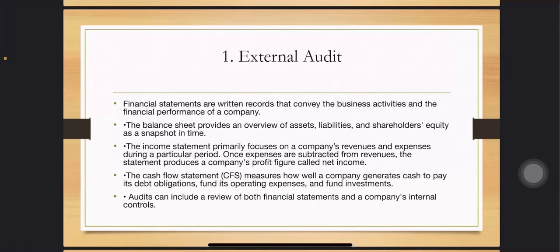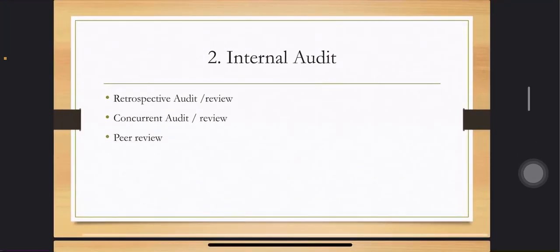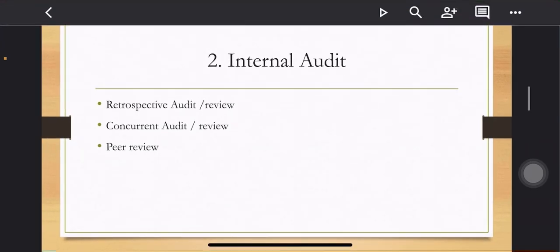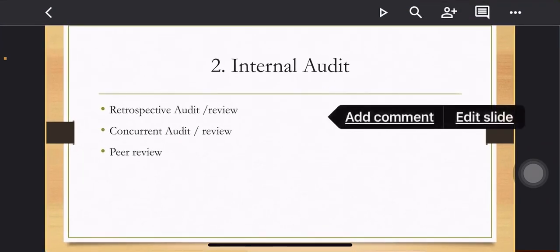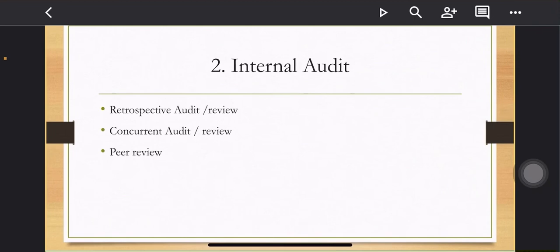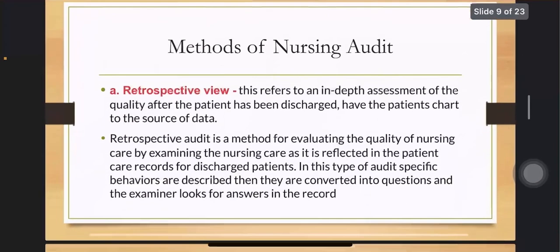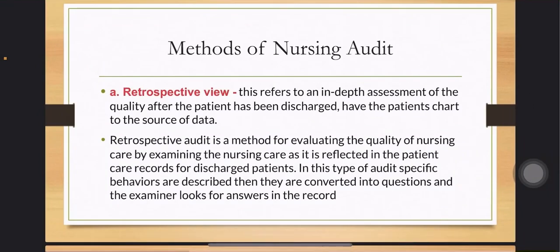So, audits can include a review of both financial statements and a company's internal controls. For the internal audit, a retrospective audit or review, a concurrent audit or review, and a peer review could be made. So, methods of nursing audit: the retrospective review.